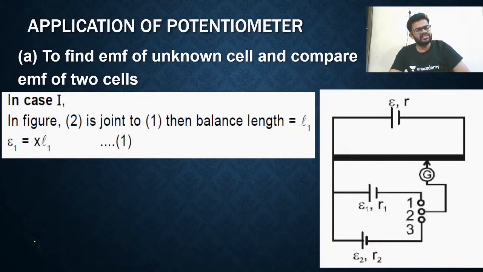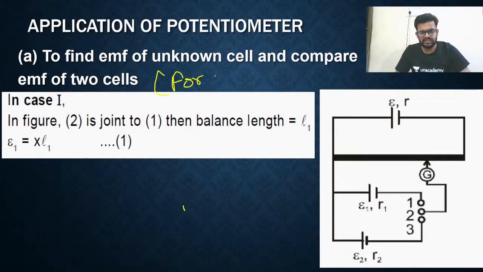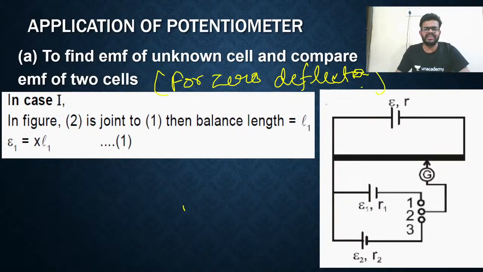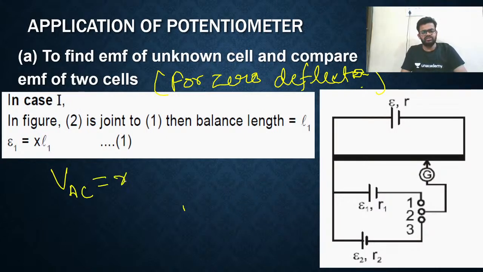So E1 is equal to XL1, which you have written when you connect 2 and 1. You are getting zero deflection in the galvanometer. That is called the balancing length, that is L1. So E1 is equal to XL1, right? I am saying V_AC is equal to XL1 and it is equal to E1. Why is it equal to E1?